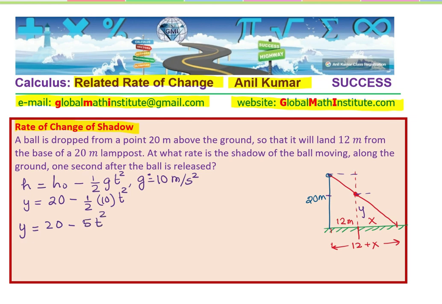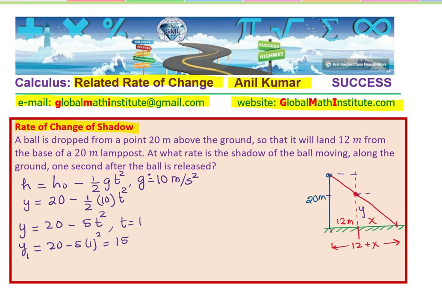So we want to know the height rate of change after 1 second. That means if I put t equals 1, then I get the value. Let me say y1 equals 20 minus 5 times 1 squared, which is 15. So it is 15 meters above the ground.